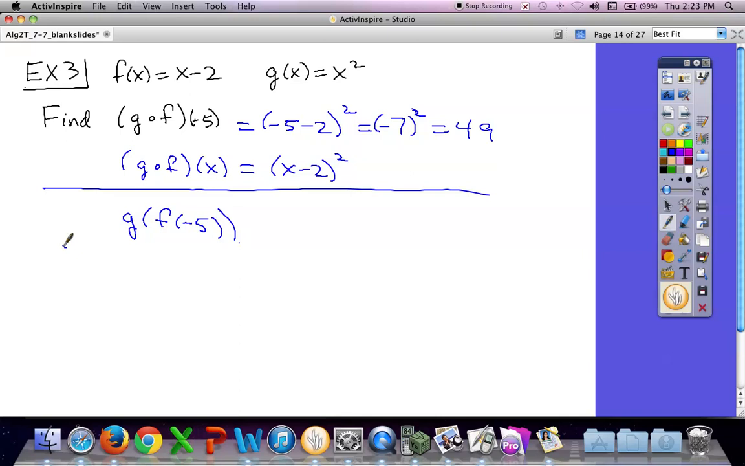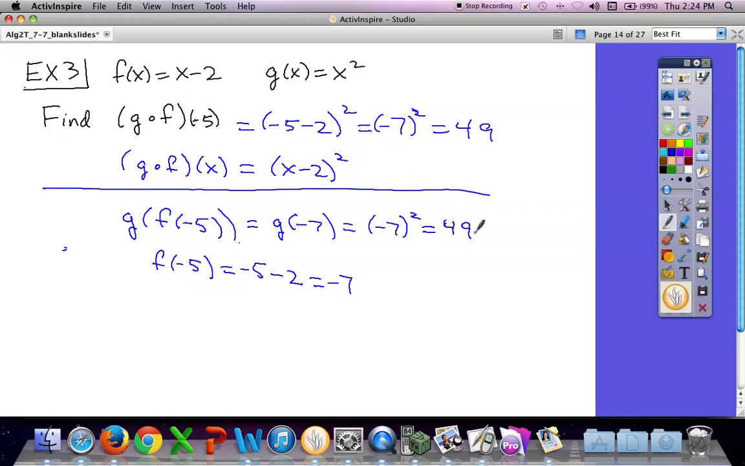Well, how do we find f of negative 5? Here's f of x. What's f of negative 5? Negative 5 minus 2, right? F of negative 5 equals negative 5 minus 2, which is negative 7. So this is like saying g of negative 7. Then how do you find g of negative 7 if g of x equals x squared? You express x as negative 7, so that's negative 7 squared, which equals 49. And it's the same.